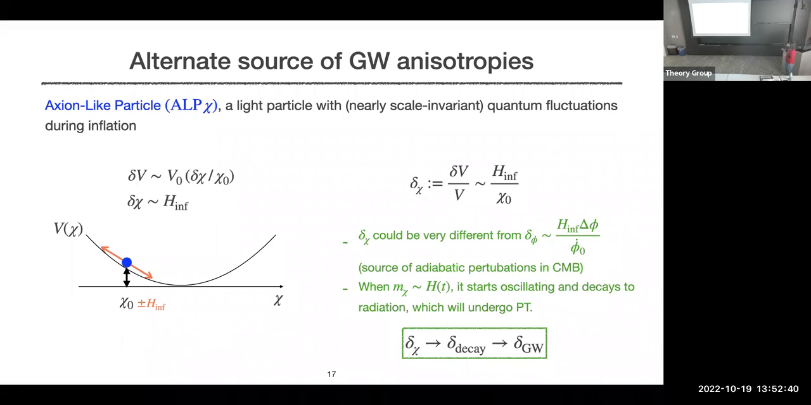In our model, after inflation, as the Hubble is dropping, when the Hubble reaches the mass of this chi field, it will start oscillating and reheat some radiation sector and transfer its anisotropy to that radiation sector. Then that sector will undergo a first-order phase transition, transferring the anisotropy of chi to the gravitational waves, hence creating isocurvature gravitational waves.